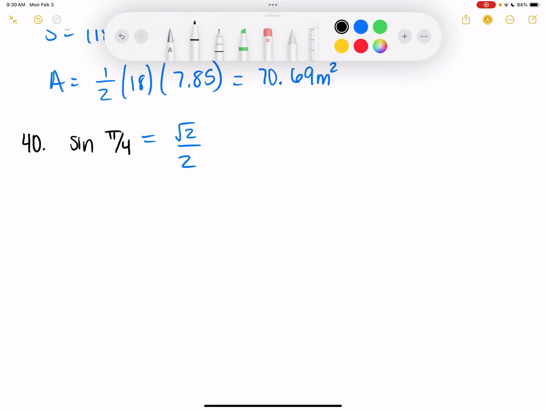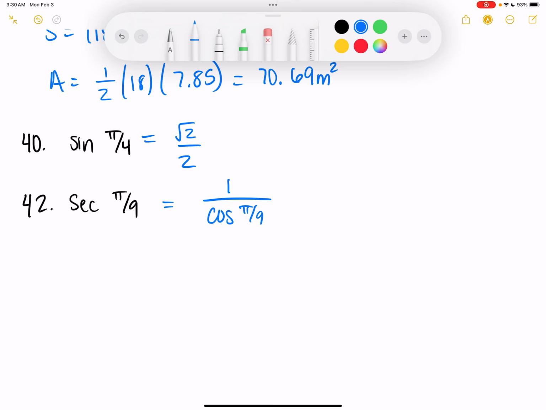Let's see. Now, if we have one like this, 42, the secant of pi over 9. Is that something on our unit circle? No. So what I need to do is, one, make sure my calculator's in radian mode. And then two, I need to type this into my calculator as 1 over the cosine of pi over 9, because secant is 1 over cosine.